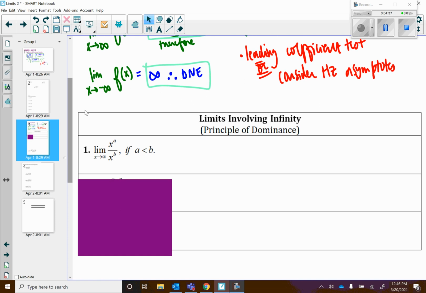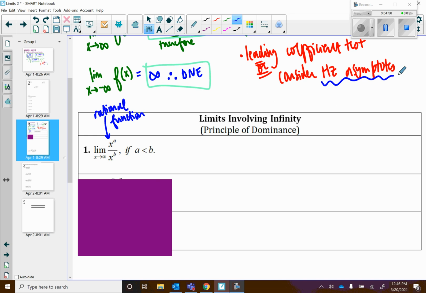The limit as x approaches infinity of some x to the a power over x to the b power, and a is less than b. So this is a rational function, right? And as I mentioned above, we might want to consider our horizontal asymptotes.